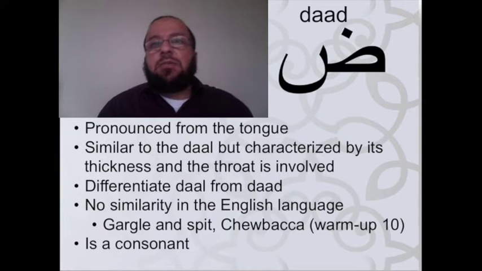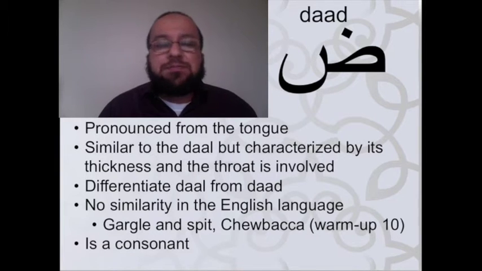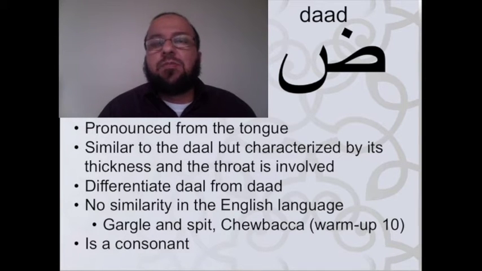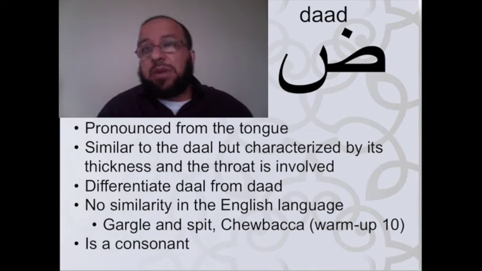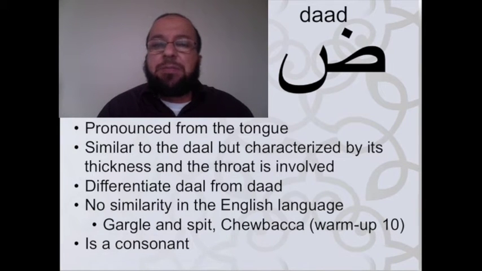Next is the letter bod. The letter is bod. One more time. The letter is bod. It is pronounced from the tongue. And this letter is similar to another Arabic letter that we learned previously. The letter is dal. But the letter dal is characterized by flatness, but the letter bod, the letter you see in front of you, is characterized by its thickness, and the throat is involved.